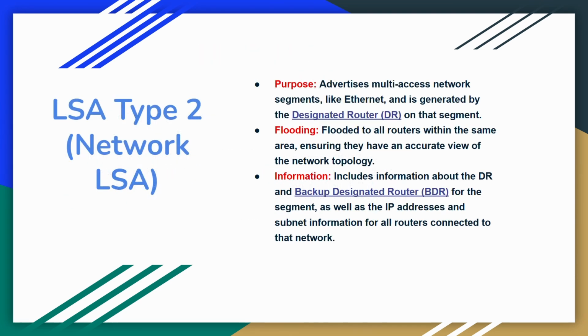LSA type 2, network LSA. Purpose: advertises multi-access network segments like Ethernet, and is generated by the designated router, DR, on that segment. Flooding: flooded to all routers within the same area, ensuring they have an accurate view of the network topology. Information: includes information about the DR and backup designated router, BDR, for the segment, as well as IP addresses and subnet information for all routers connected to the network.